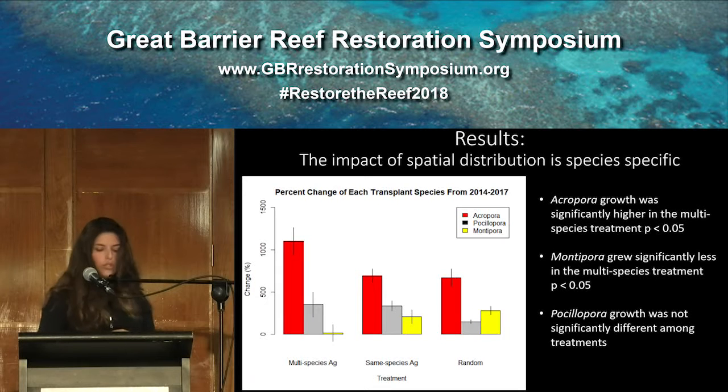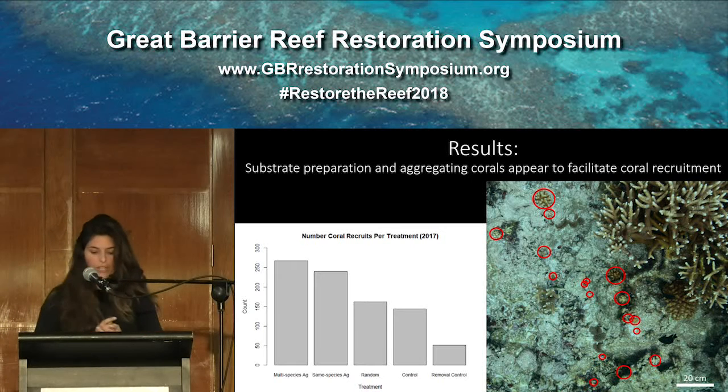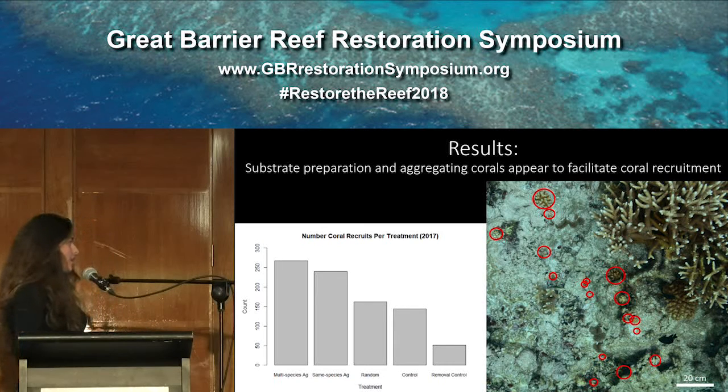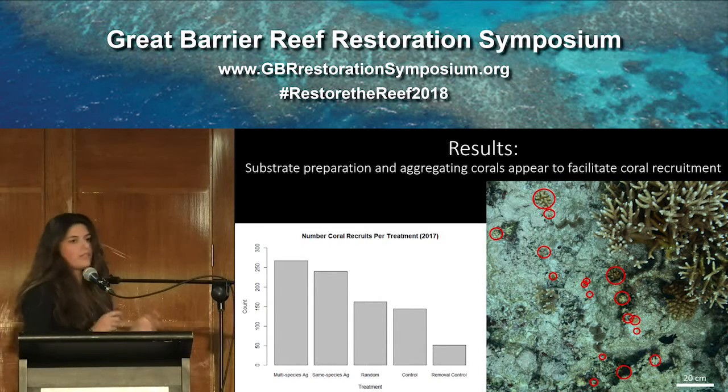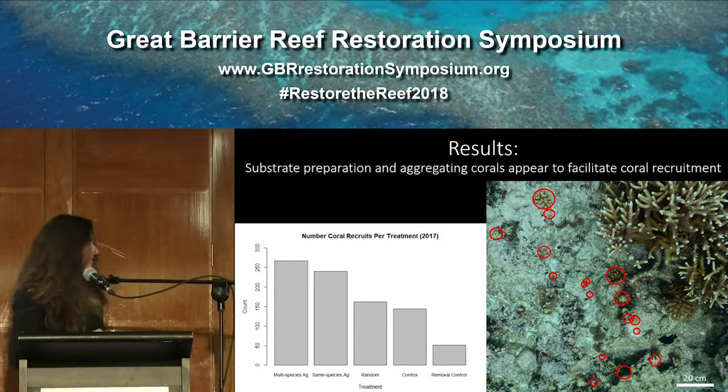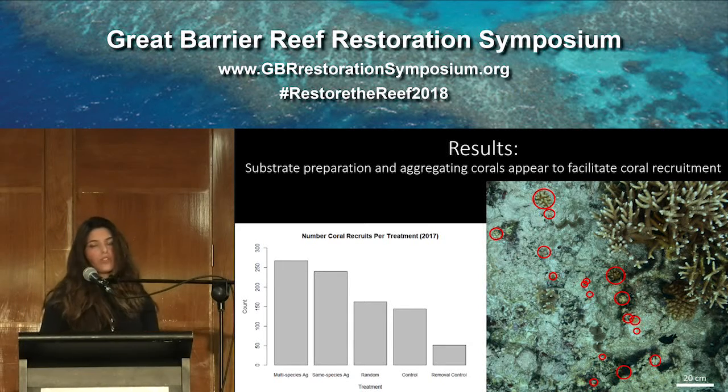Additionally, if we want to look at coral recruitment, not only did corals grow a lot in 2017, but we also had quite a bit of recruitment. Here we have the total number of recruits within each treatment. And this trend is the same even if you were to look at the averages. And what we can see here is that generally the substrate preparation, so this removal of the corallimorph in these four plots, seemed to increase recruitment. And this increase was further improved by having aggregated corals, it would appear.